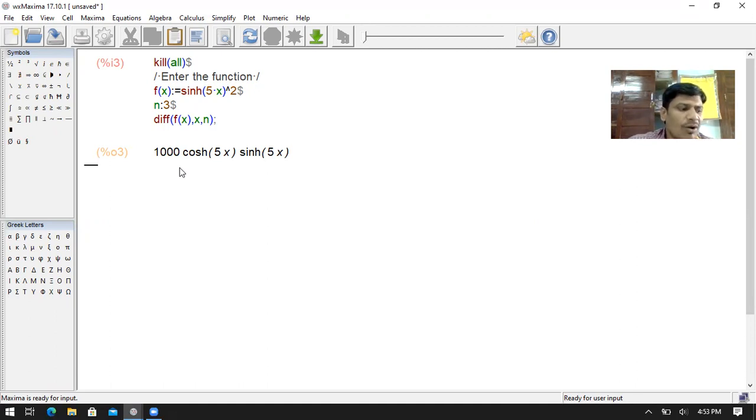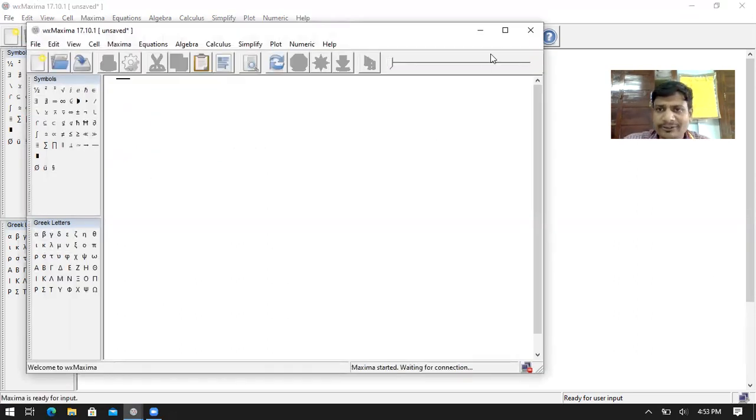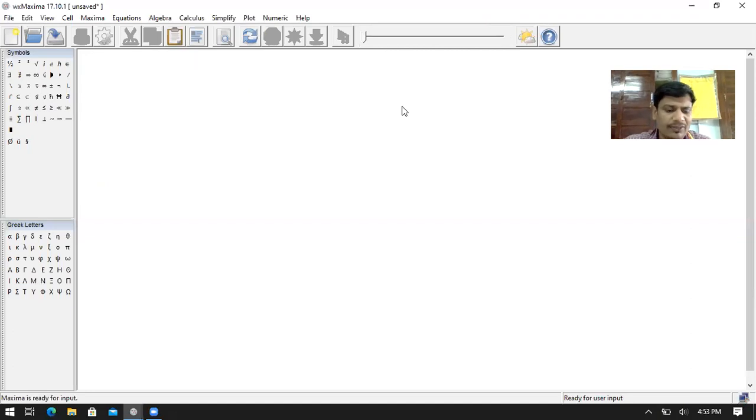Find the nth derivative of e to the power of minus x cosh of 5x. Next, enter kill all. Don't be confused, I take the next example on a new page, one minute. This is the new page. See here, first take the header file, that is kill all, then the dollar symbol. After pressing the enter key, enter the function, next slash star, enter the function.